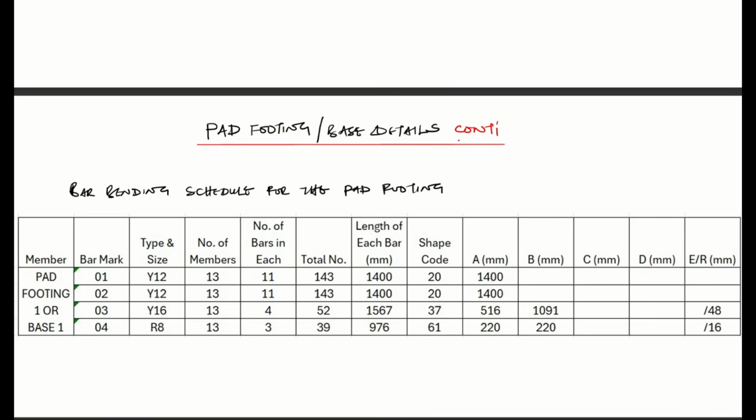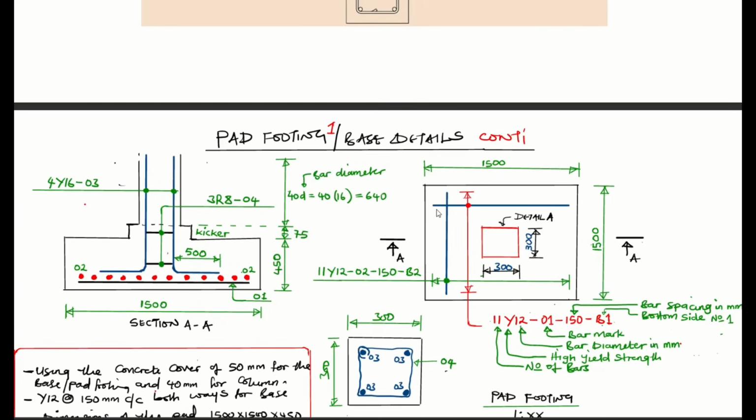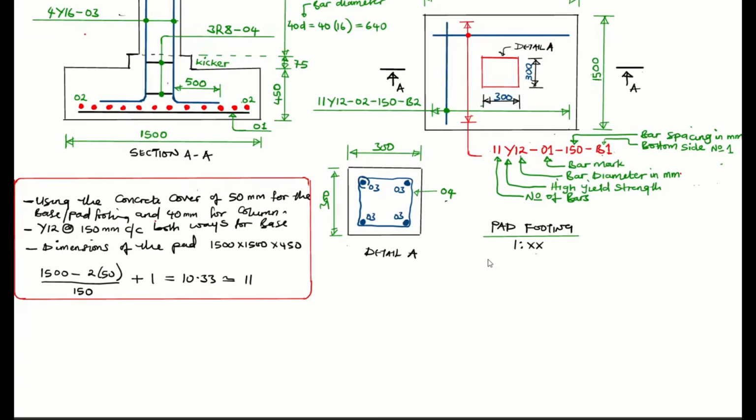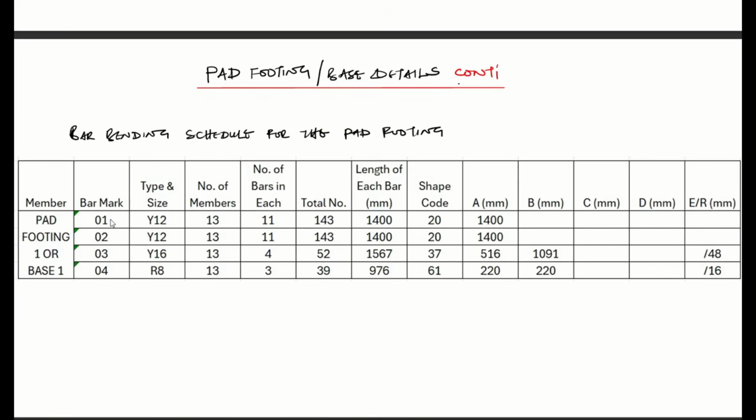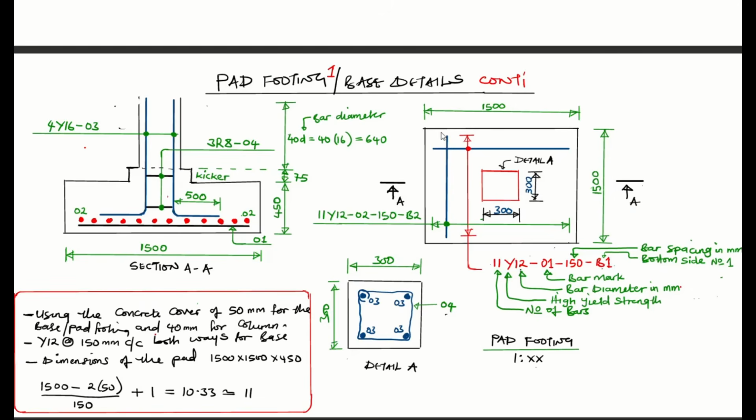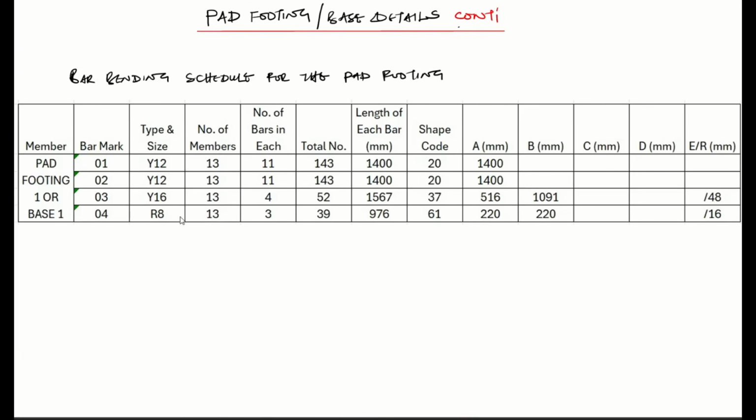So on the bar mark here, we're going to put bar mark 1, because this reinforcement, this one from here to here that we're dealing with, has bar mark 1. Then on the type and size, we said this reinforcement is Y12. So this is why on the type and size we have Y12.